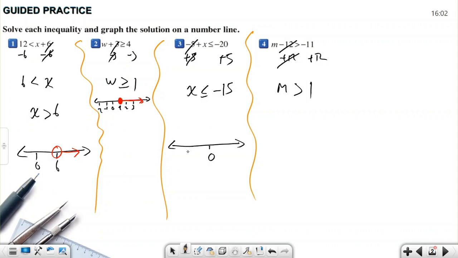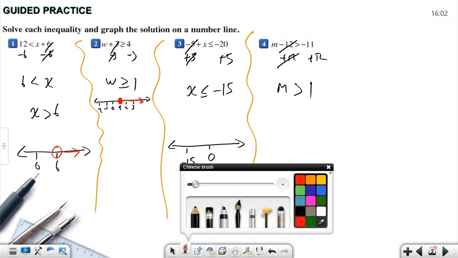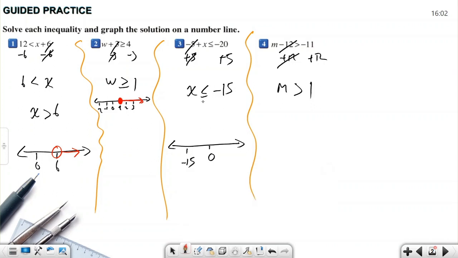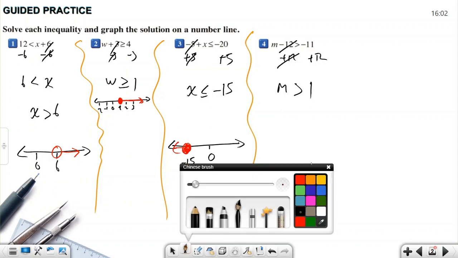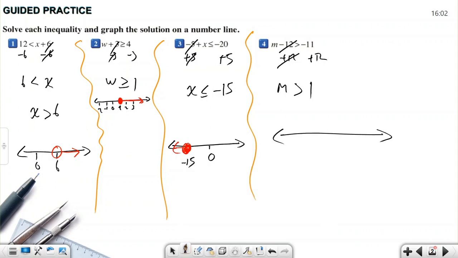Let's say 0 is here. Negative 15 is to the left of the 0. As you see, there's an equal sign, so negative 15 is included in the solution. Draw a filled circle, and the solution is the left side of the number line. And m is greater than 1. Let's draw a big one here. 0, 1. So 1 is not included in the solution. Draw an empty circle, and the right side of the number line is included in the solution.